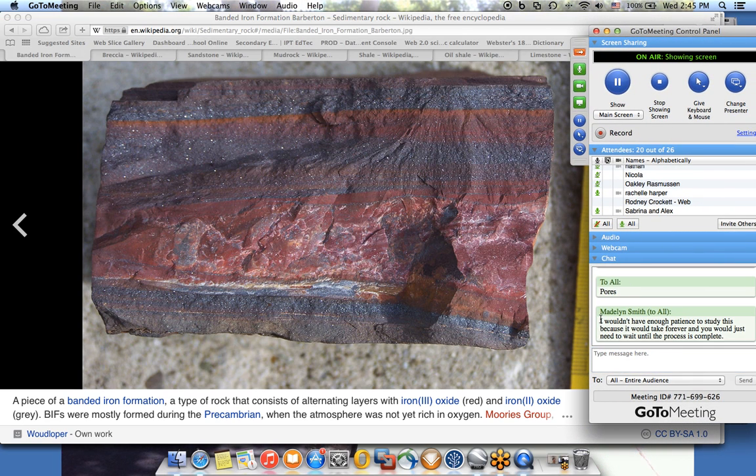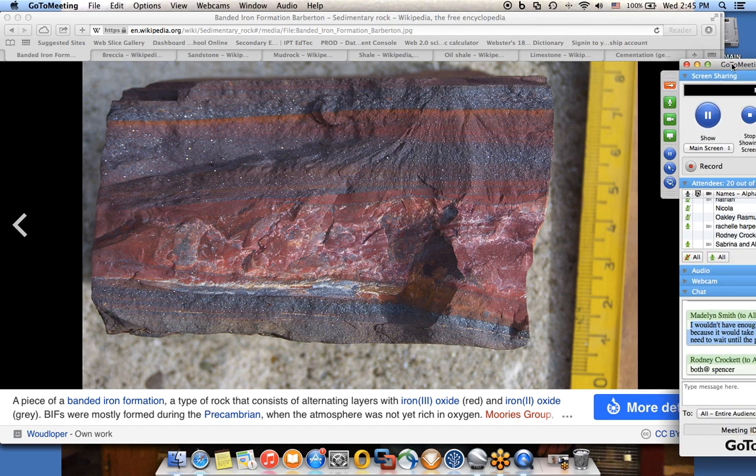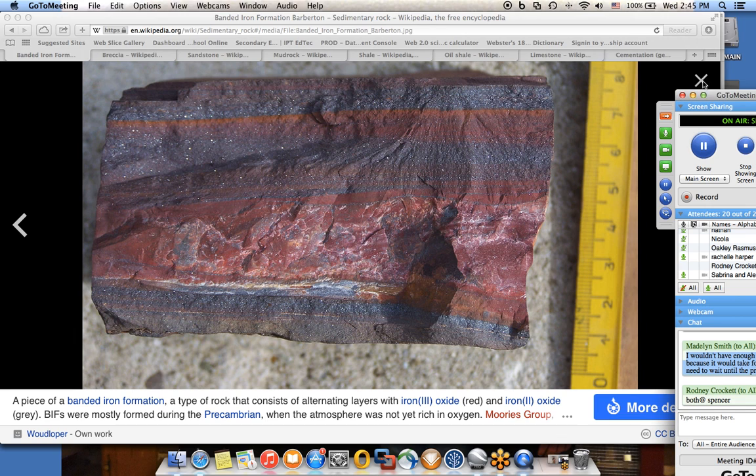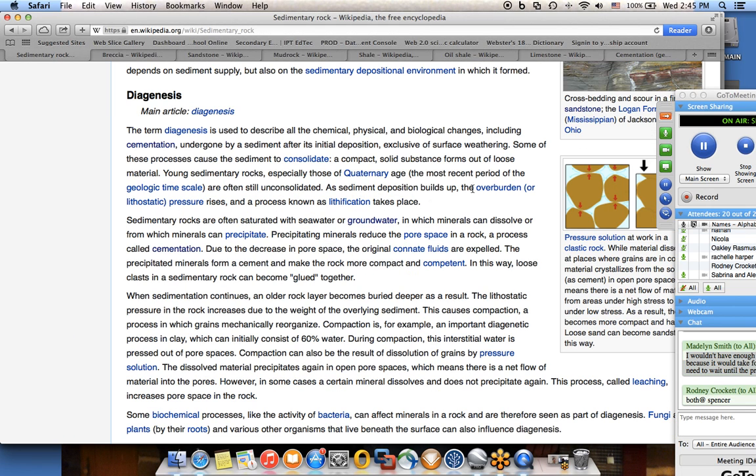Okay. Madeline says, I wouldn't have enough patience to study this because it would take forever and you would just need to wait until the process is complete. That is why we study it instead of just observing it. That is a good point.